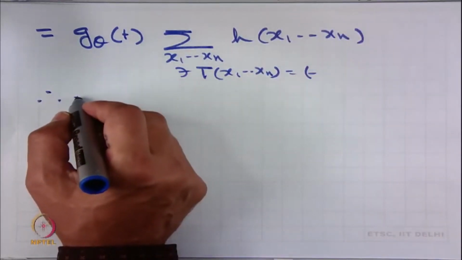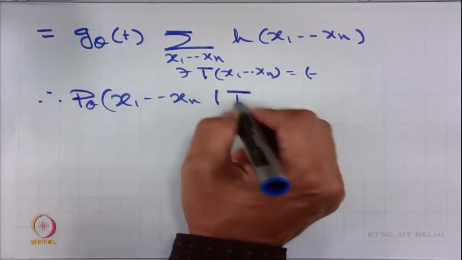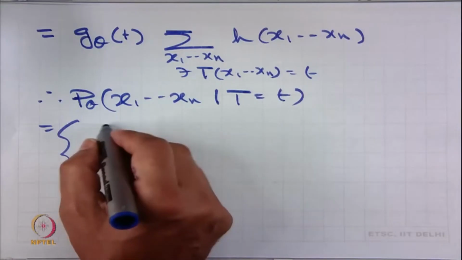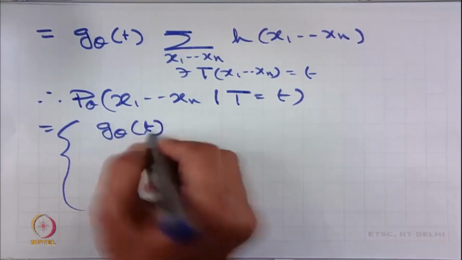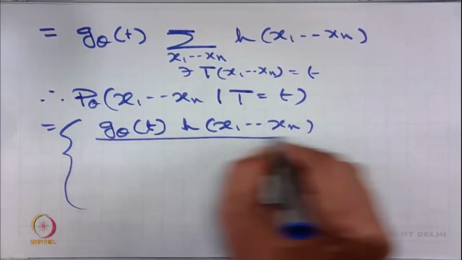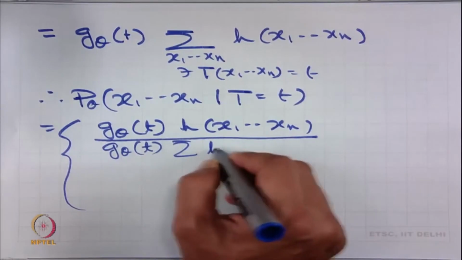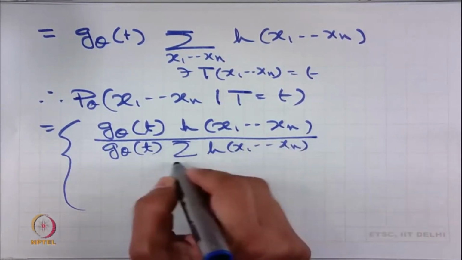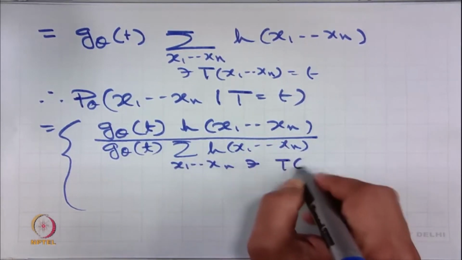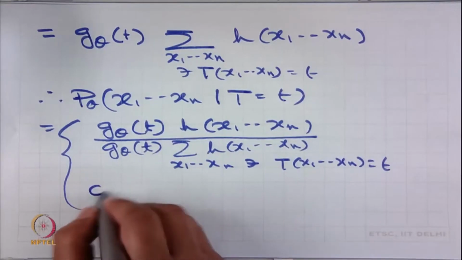Therefore, the conditional density p theta of x1, x2, xn given t is equal to t is equal to g theta t h of x1, x2, xn divided by g theta of t sigma h of x1, x2, xn, where x1, x2, xn are such that t of x1, x2, xn is equal to t, from here; otherwise it is 0.